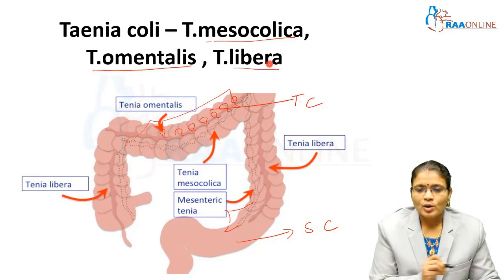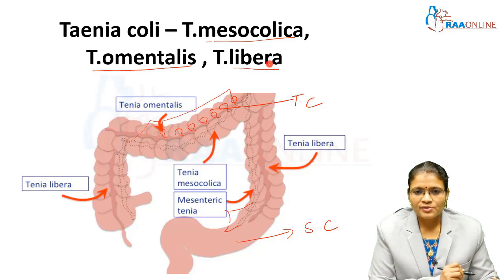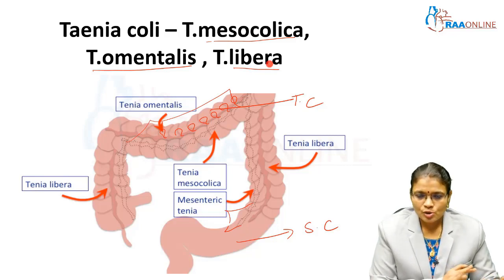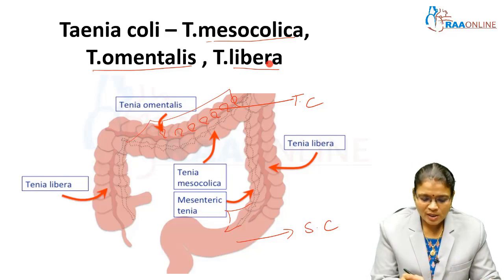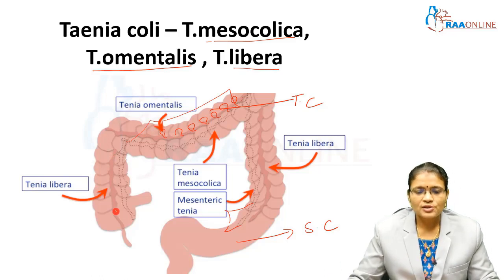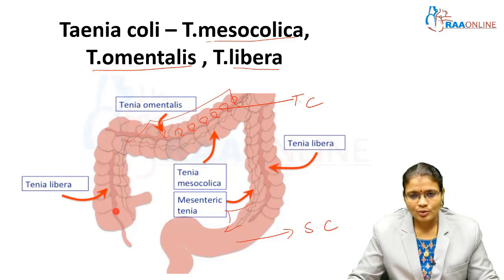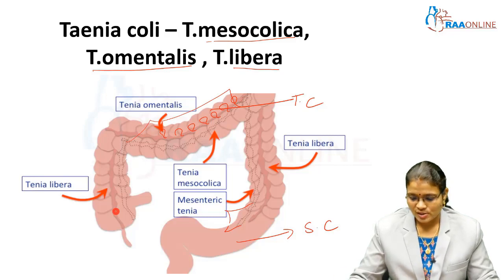Then libera. What is tinea libera? Libera means free. That part of the longitudinal muscle coat where there is no mesocolon or no omentum attachment, that is called as tinea libera. So these are the three different longitudinal muscle cords which are present in the large intestine.